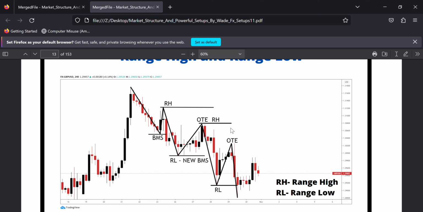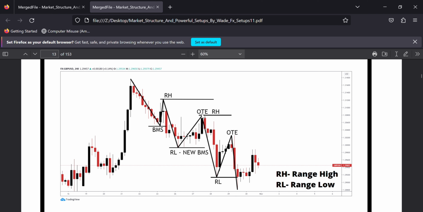As I said before, OTE is the Fibonacci levels where the market is. The Fibonacci has levels: 50%, 60%, 70%, and 88%, which we consider most. So this market retraced to the 70% of the Fibonacci levels, which are called OTE.